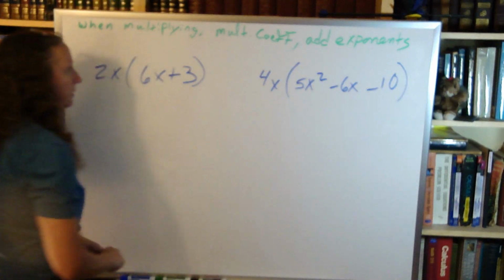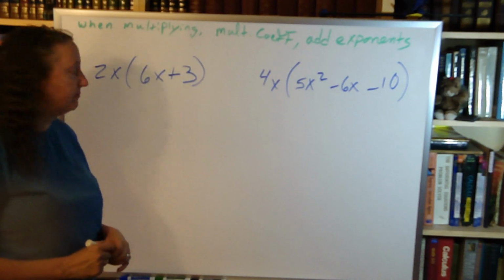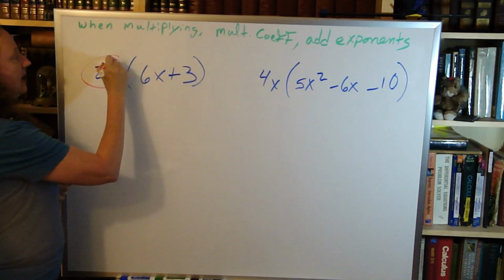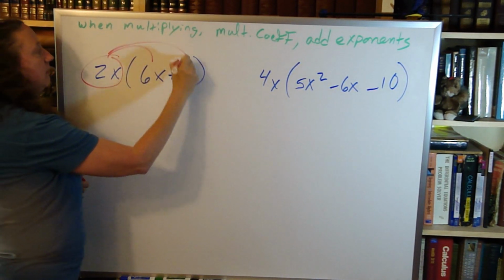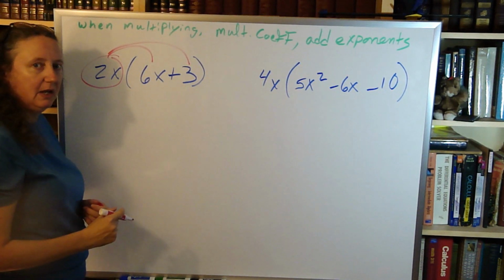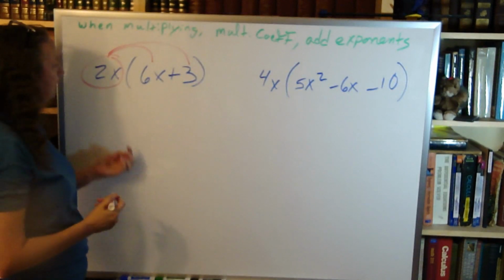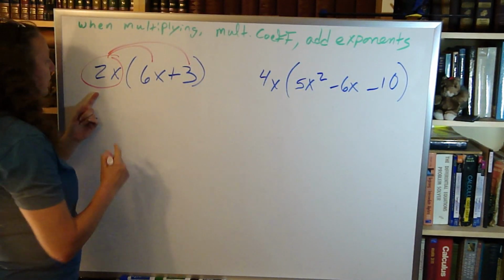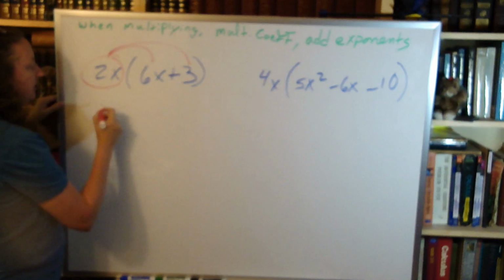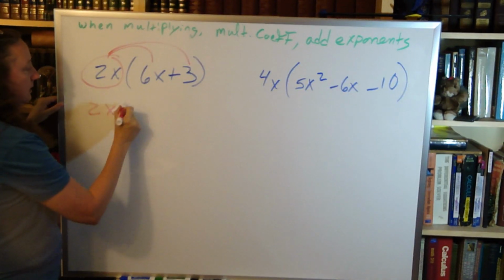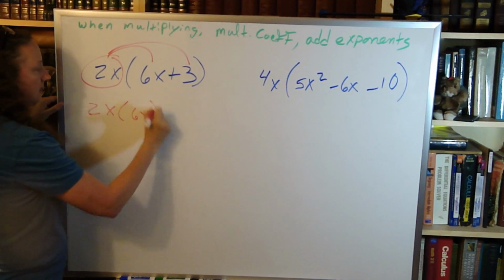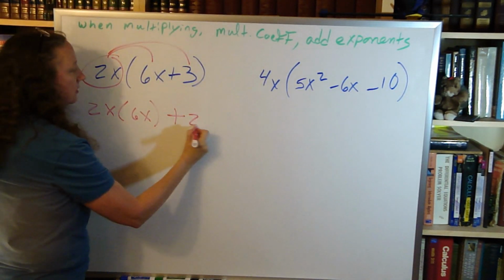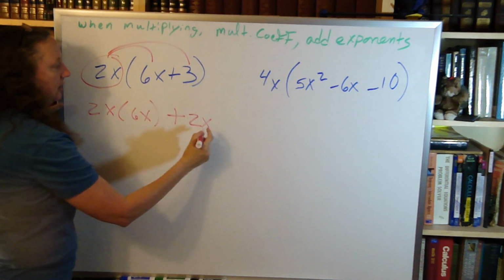So looking at the first one, you remember your distributive property? You take what's outside and you multiply it by what's being added or subtracted inside. It's the same process. If you need to, write each step down individually. So here we have 2x times 6x. And we have the plus sign. Then we have the 2x times 3.